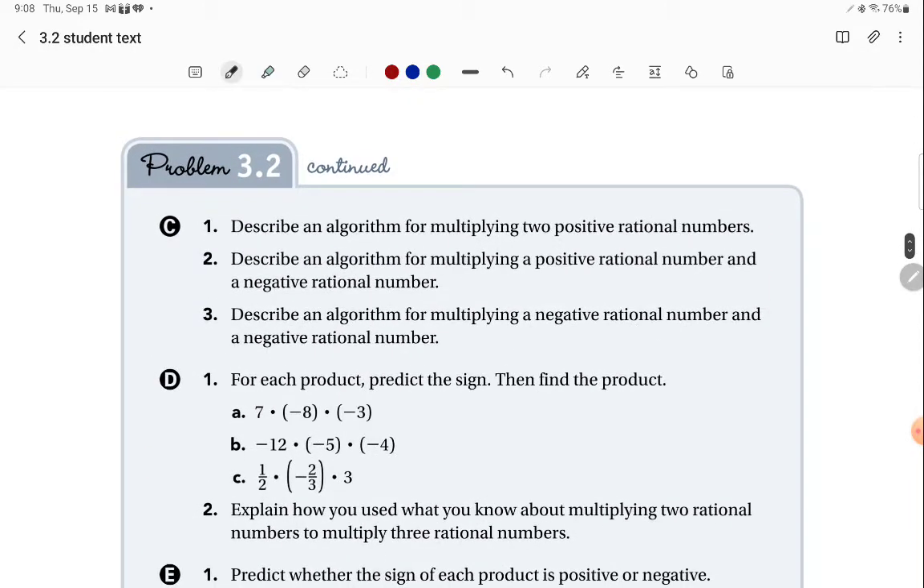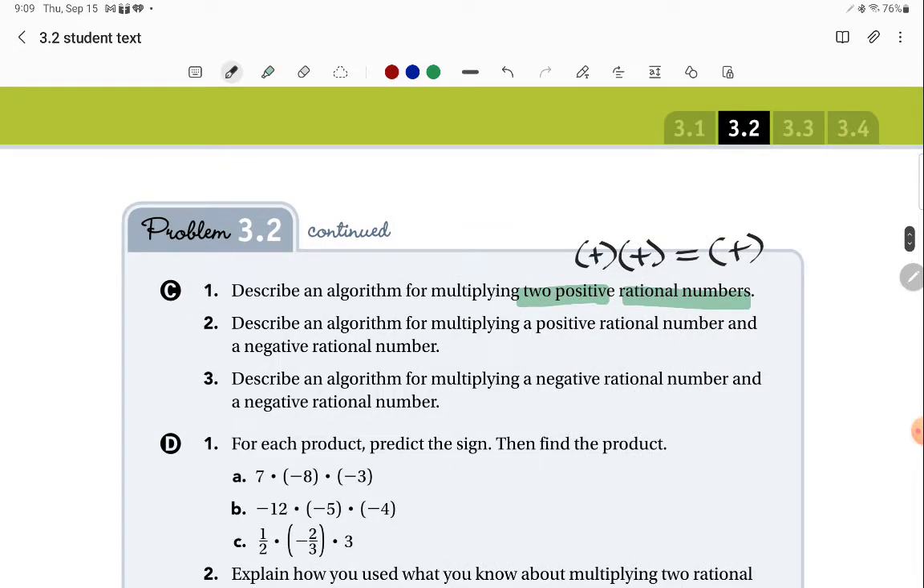Okay, jumping down to part C. Now we're looking for algorithms. An algorithm is just a certain rule. For example, the first one, multiplying two positive rational integers. So you're taking this positive times this positive. Well, the algorithm would say, when you multiply two positives, your product is always a positive. So you would write out the words: when multiplying two positives, your product is always positive.